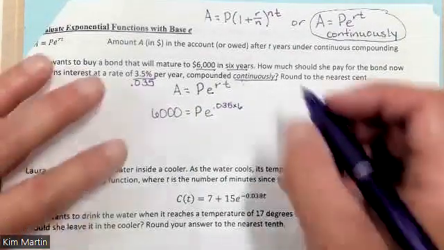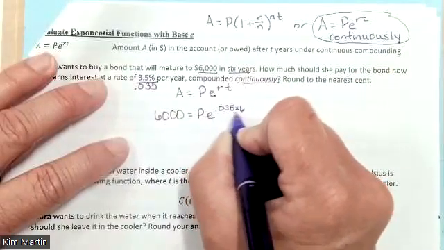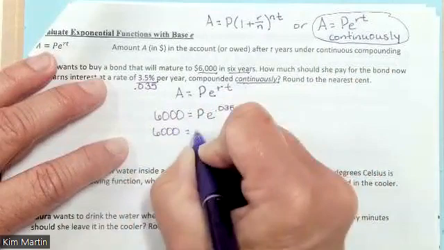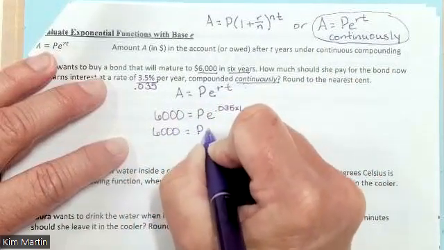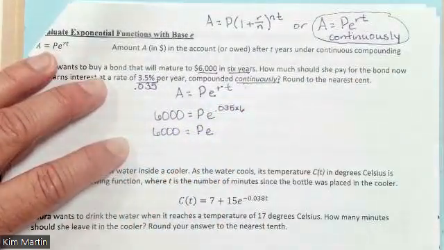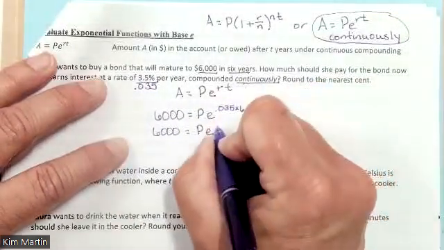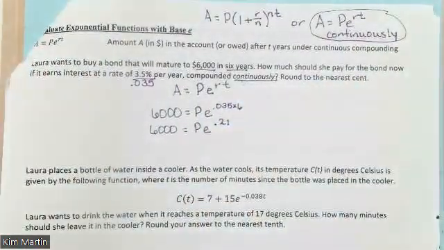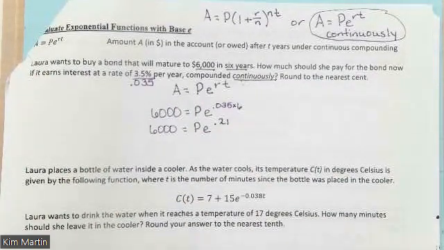Here's the thing. I'm going to go ahead and simplify this part right here. So I'm going to have 6,000 equals P e to the, I think it gives us 0.21. I did this last class. 0.21. Okay. I want to know what P is. How are we going to solve for P? Add, subtract, multiply, or divide.